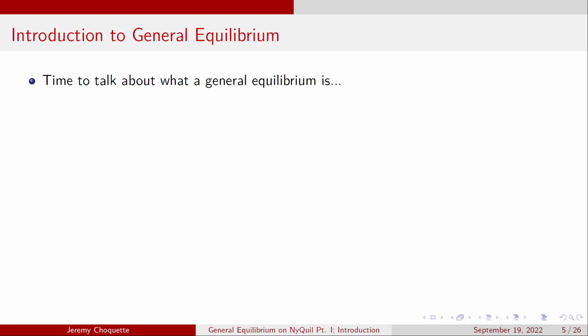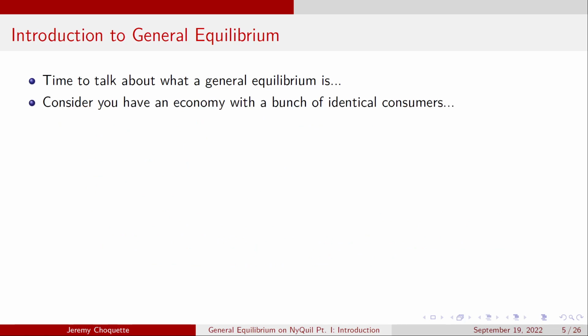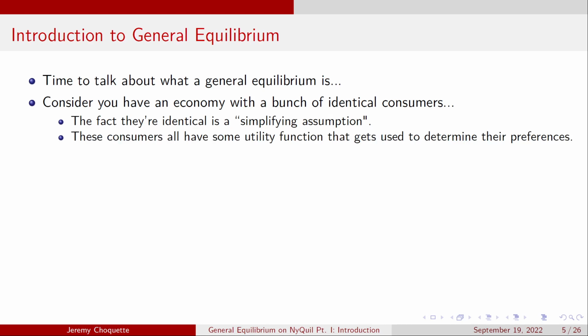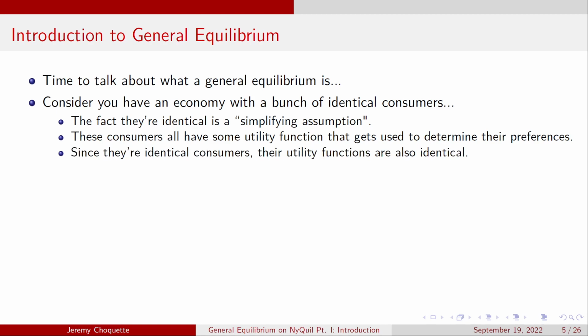So, time to talk about what a general equilibrium model is. Let's say, first, you have an economy with a bunch of identical consumers. Now, the fact that they're identical is what's called a simplifying assumption, right? It's a minor abstraction from reality, but it makes things a little bit easier to model. Now, these consumers all have some utility function that gets used to determine their preferences. And since they're identical consumers, their utility functions are also going to be identical.